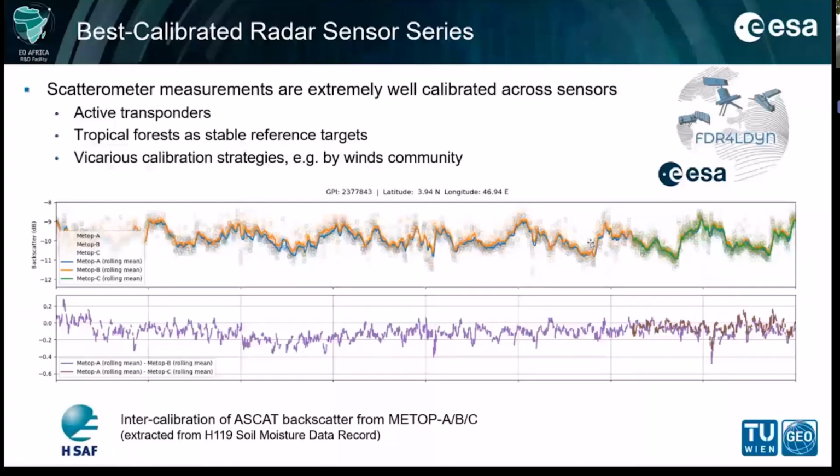Also, the WINS community, who are the main users of the instrument, have very good calibration strategies. So we have often observed that even if there's a change of 0.1 dB in the signal, the WINS community immediately cries out saying, oh, the winds are too slow or they are too fast. So there was really very reliable detection of any drifts that we've seen in the data. And accordingly, if you now put the backscatter measurements for METOP A, METOP B, and METOP C on top of each other, you see that all the instruments are extremely well calibrated.